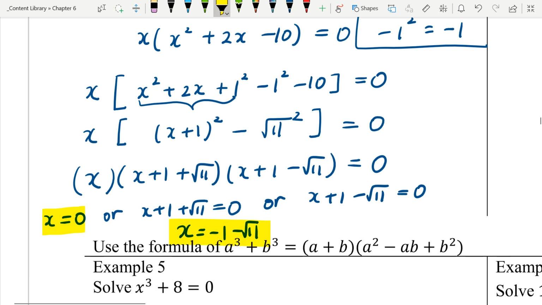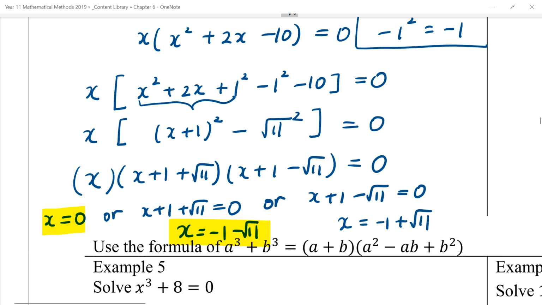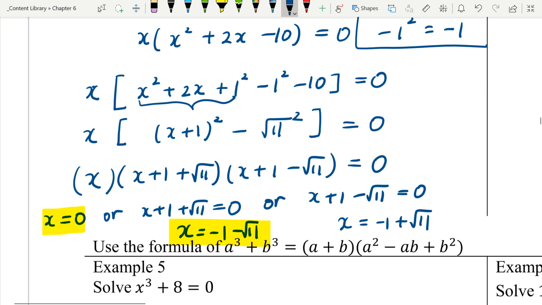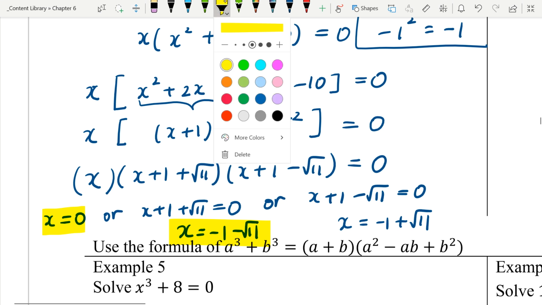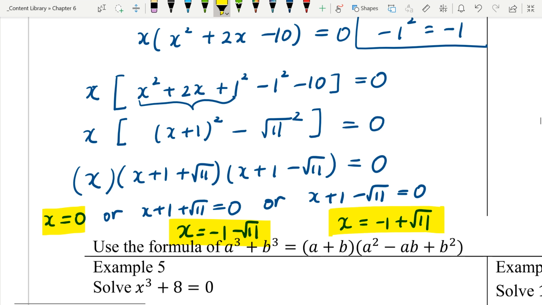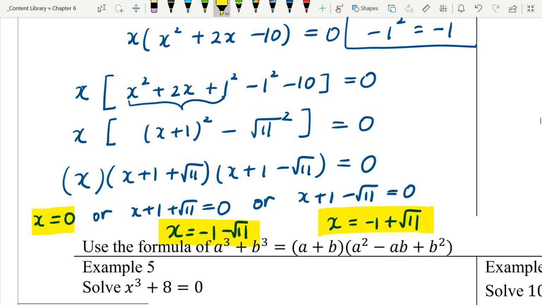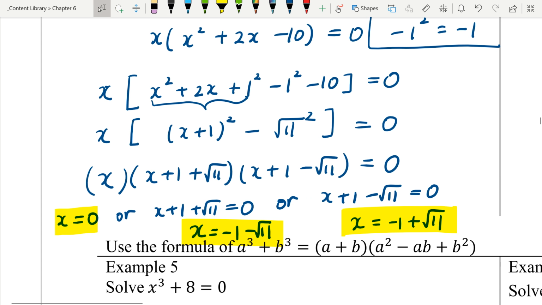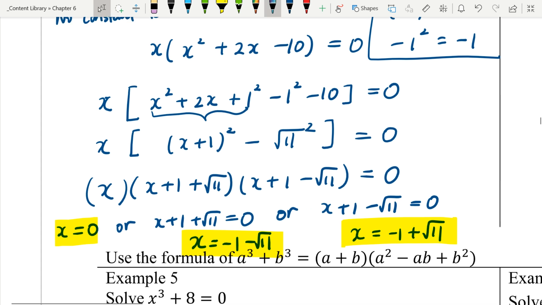Solve that. And that's x equals minus 1 plus root 11. Yeah, at least one solution. The shape always cuts the x-axis once, so always one solution. At least one, or 2 or 3. But we'll talk about the number of solutions later when we talk about sketching.